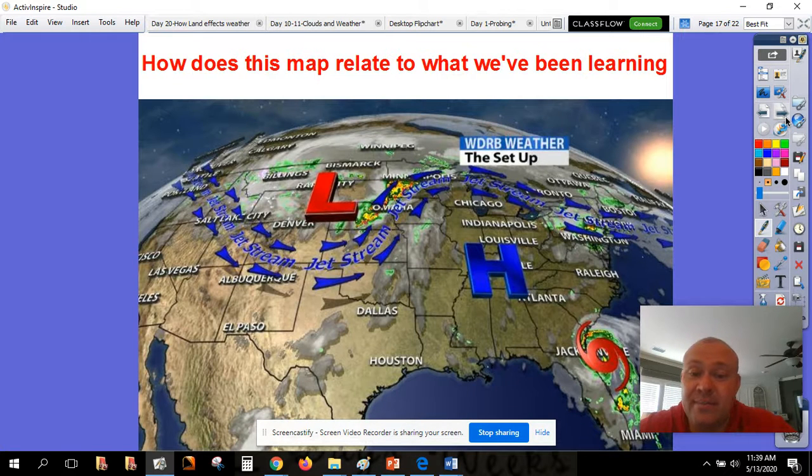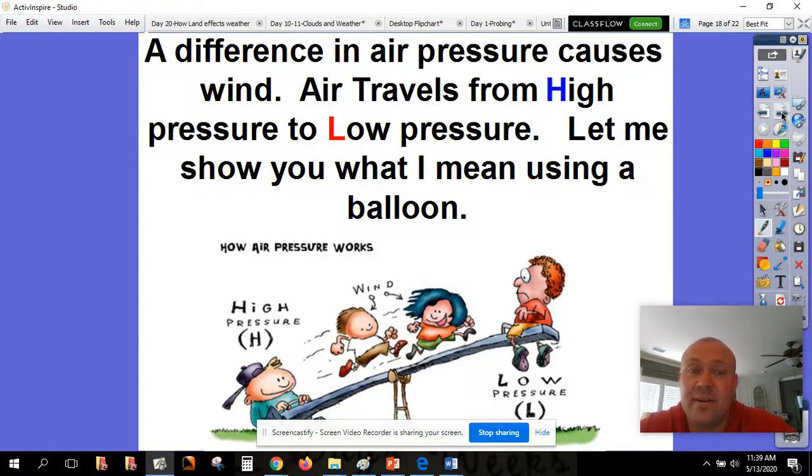And here's another example of that. You have your high and you have your lows. And you notice the clouds and all the rain and everything is up where this low is. But this high pressure is actually keeping it relatively clear in this area. And that is why high pressure and low pressure and pressure systems play a big part in our weather.